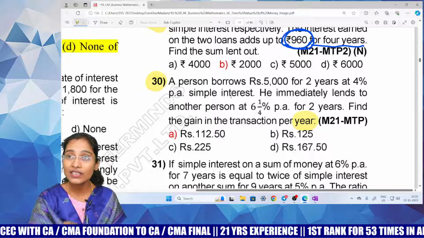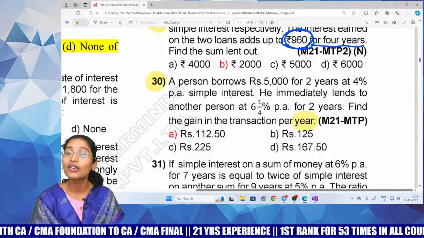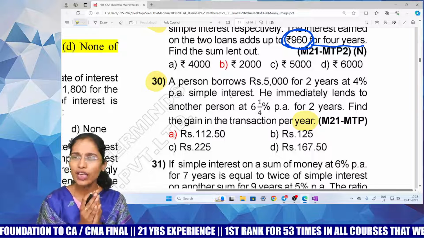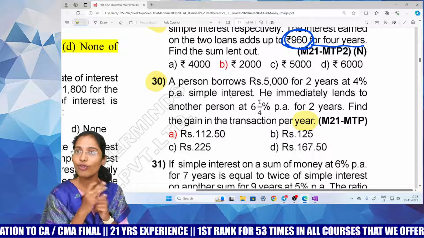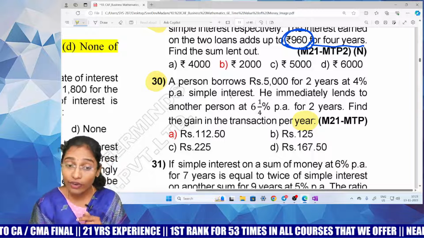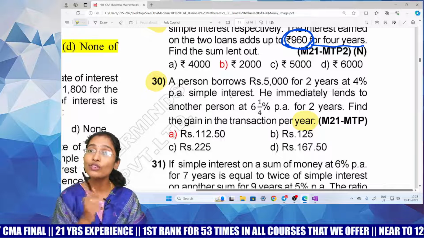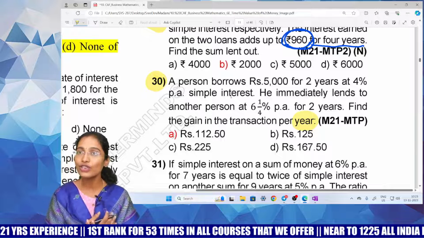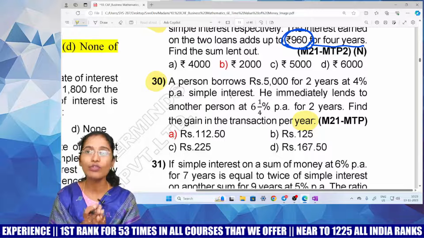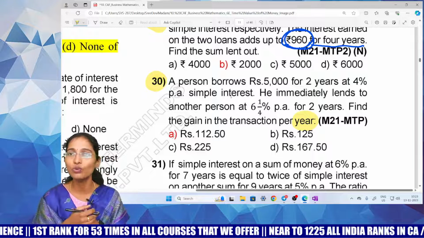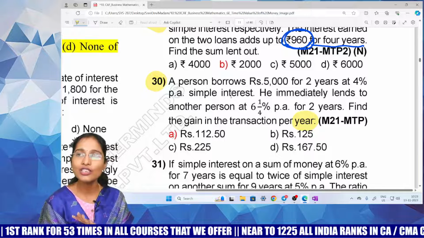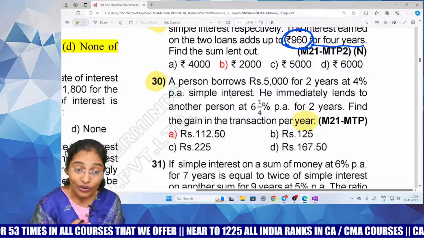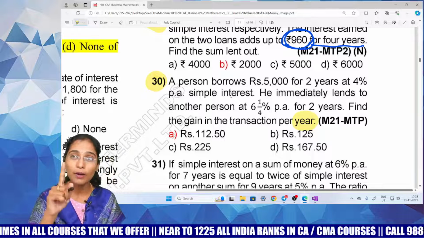Now the question asks to find the gain. Gain means the difference, right? Gain means the difference only. So you know the formula for difference. Difference in the transaction for 2 years or for 1 year? For 1 year. So guys, you generally calculate this gain for 2 years and then divide by 2 to get the answer. But I'll not suggest you go through that. What is the use of writing this many steps? So he asked us to calculate the gain for only 1 year, right?